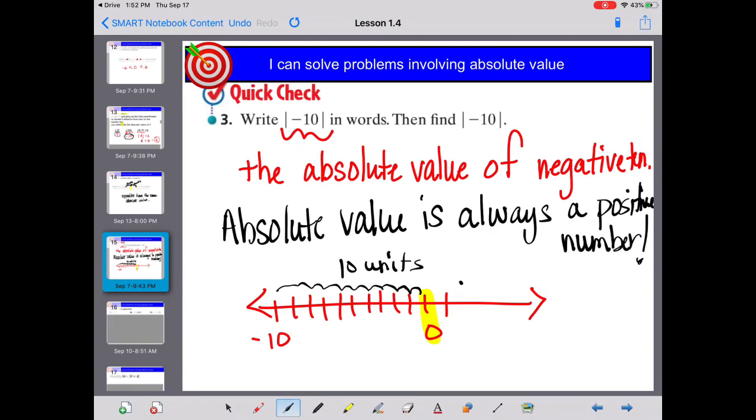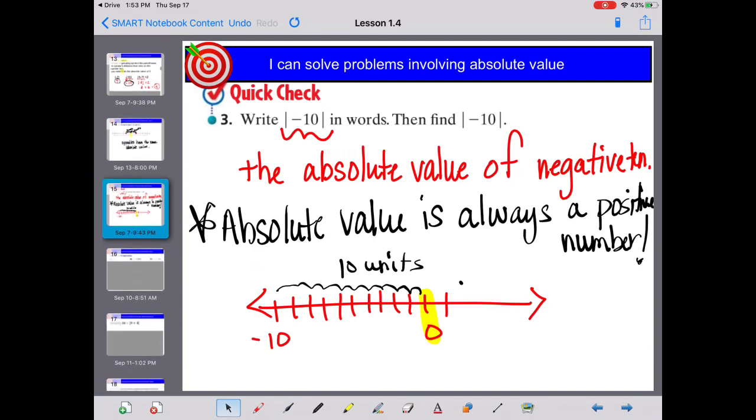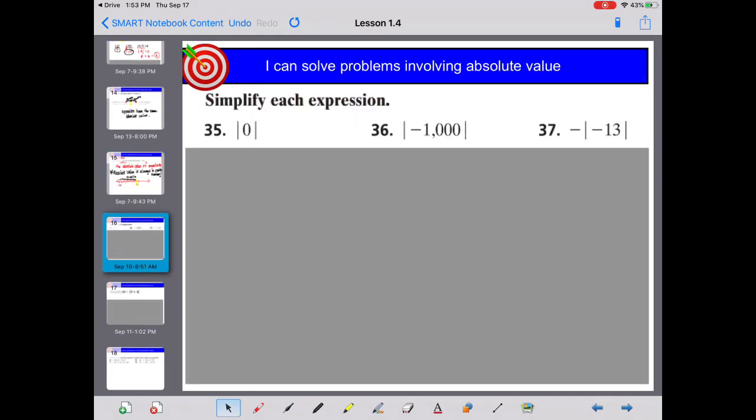Because you're measuring distance, it cannot be negative. Distance is always positive. Even if you travel backwards, like you're walking backwards or driving your car in reverse, you have still traveled a measurable distance, and distance is always, always, always positive. So make sure you commit this to memory. Absolute value is always positive because it's a measurement of distance.